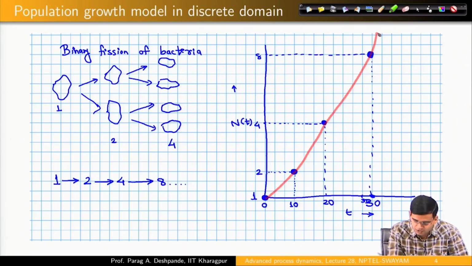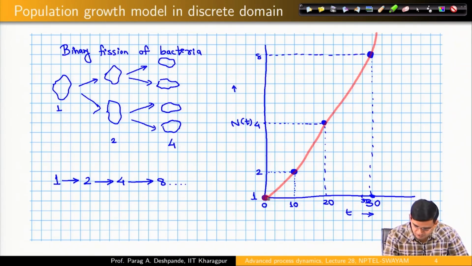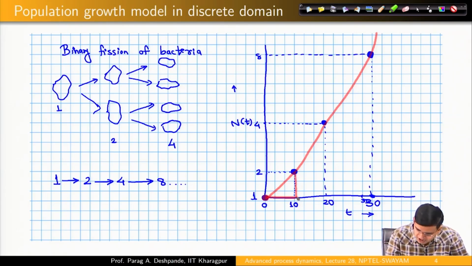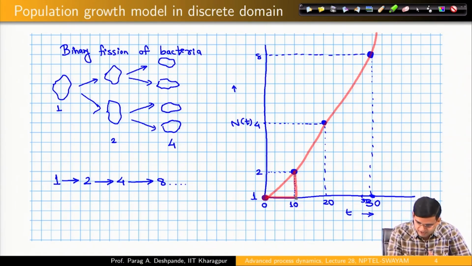So, therefore, what I should do is something like this: initially I have a population equal to 1, and then at 10. So, from 0 to 10 seconds the population remains a single bacterium, it does not change, and then it suddenly jumps to this value 2. Again from 10 to 20 it remains constant, and then it suddenly jumps to 4. Between 20 and 30 it remains constant, then again it jumps to 8, and so on.